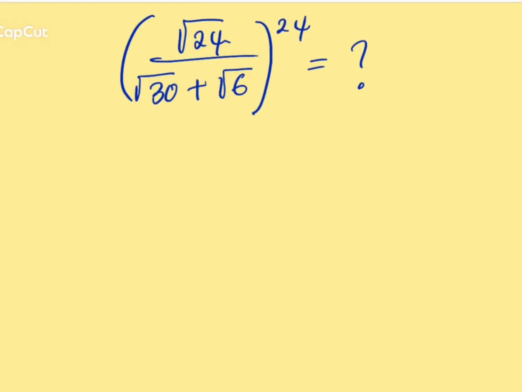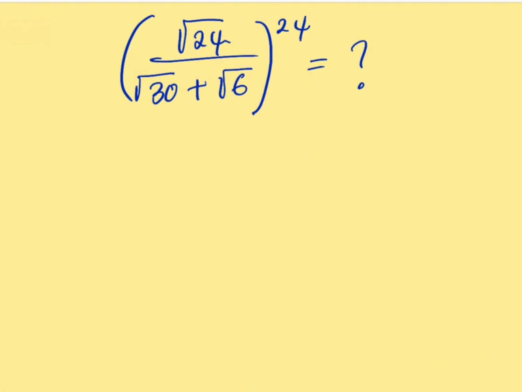Hello everyone. In this lesson, let us solve this beautiful problem before us. Square root of 24 over square root of 30 plus square root of 6, all to the power of 24. We want to simplify this.